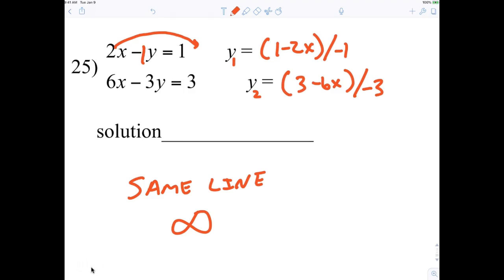Anybody have any questions with number 25? Any questions with that? Nobody? Hubble, you still good? Yep. All right, let's go.